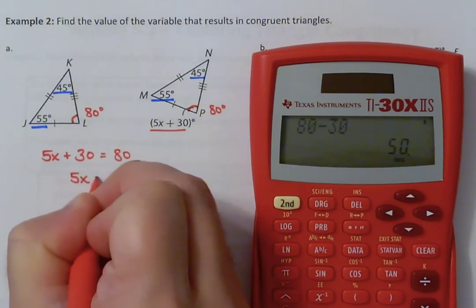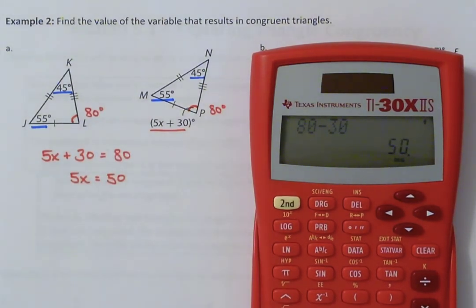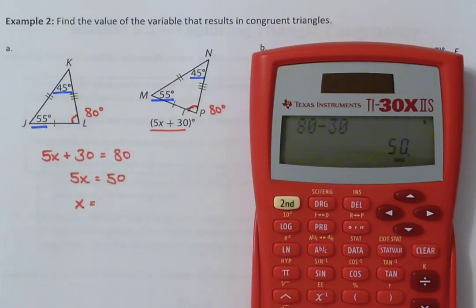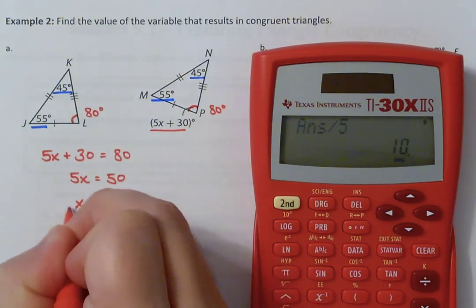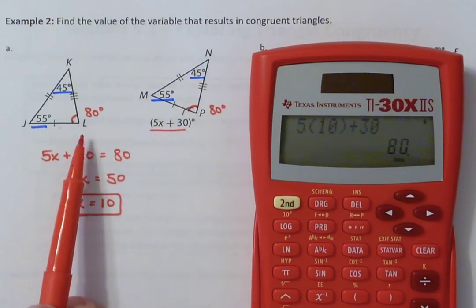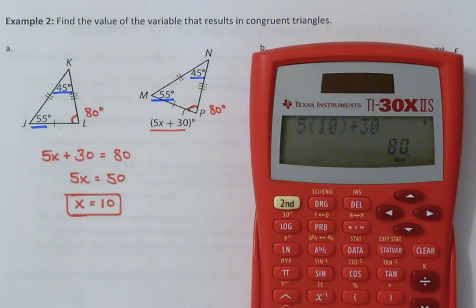So we get 5x equals 50, and then I need to divide both sides by 5 to get x alone. If I do 50 divided by 5, we get 10 as our value for x. So x needs to equal 10 for these two triangles to be congruent to each other. If you want to double check, you can plug 10 back in. So we do 5 times 10 plus 30, and we get 80, which gives me my last set of congruent angles.